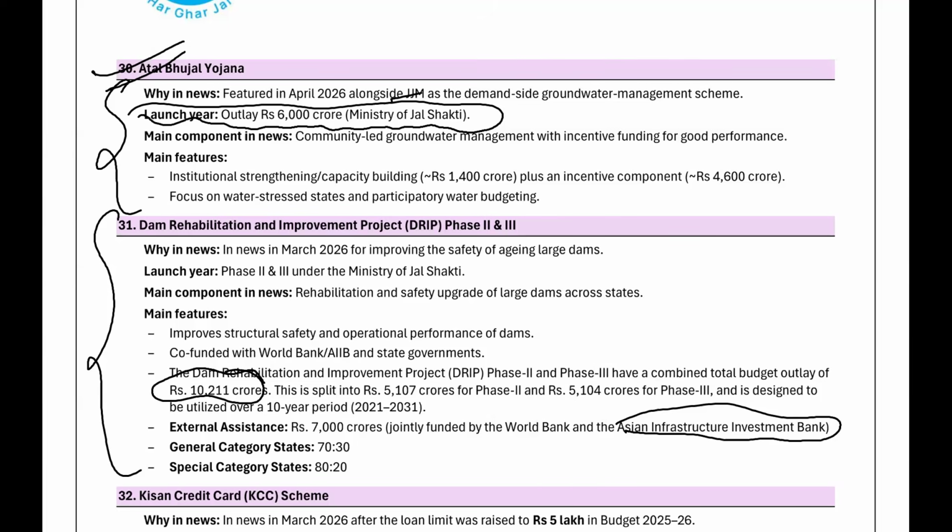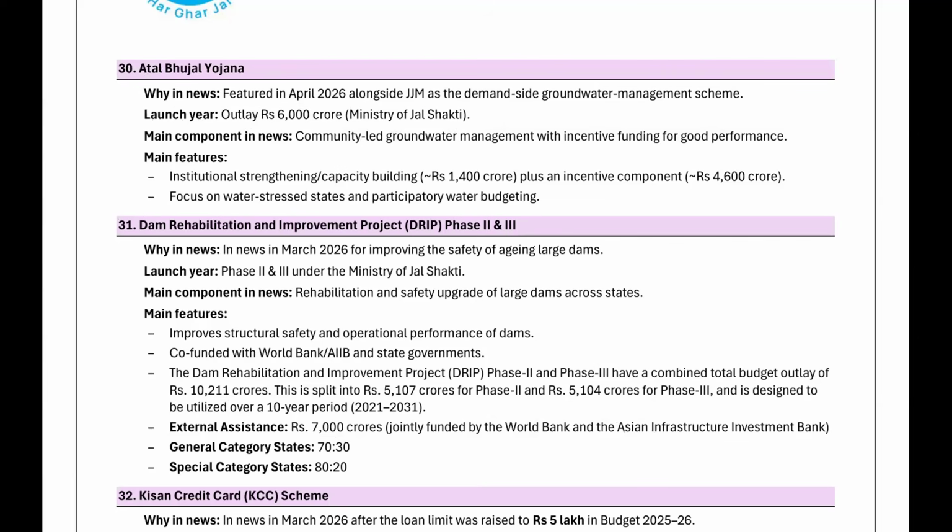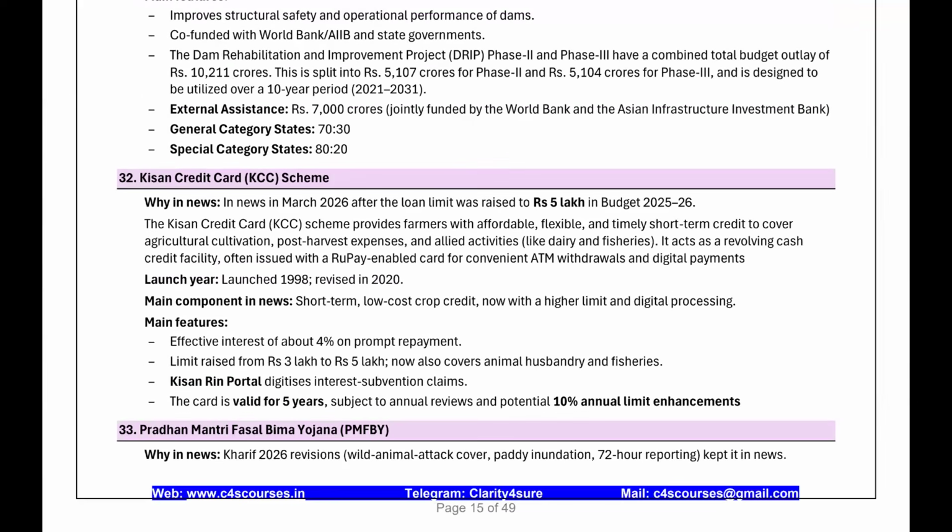External assistance of rupees 7,000 crore is jointly funded by the World Bank and, remember, AIIB. Is it clear? For general category states the funding ratio is 70:30, and for special category states 80:20. This is all about the Dam Rehabilitation and Improvement Project, DRIP phase 1, phase 2 and phase 3.